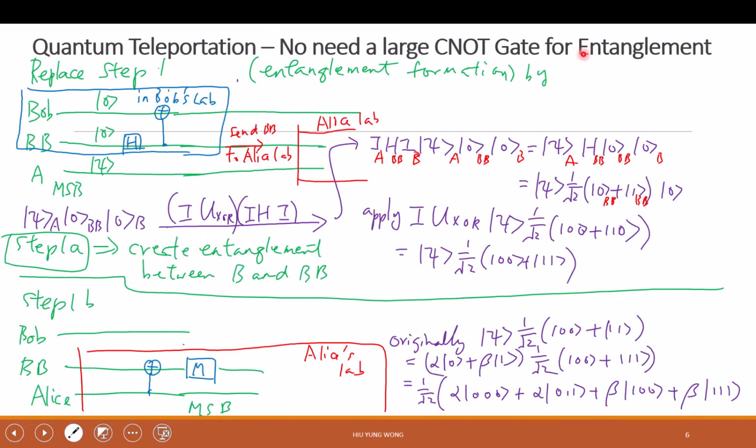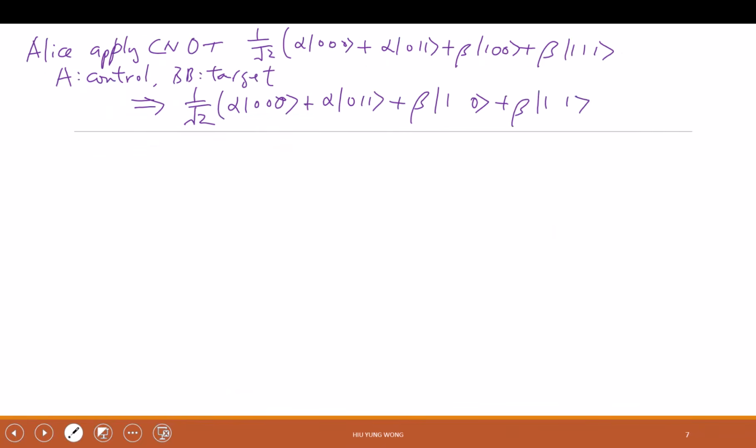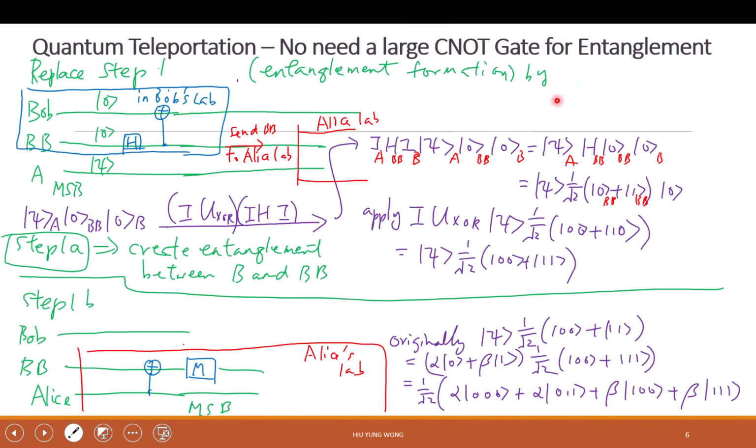So here was beta. What's that? Beta 100, beta 111. After control NOT, it should be beta 110 and beta 101. Is that okay? So you understand that is what it does, right? Then what will Alice do? She will do a measurement on which qubit? Second qubit, right? The BB qubit.